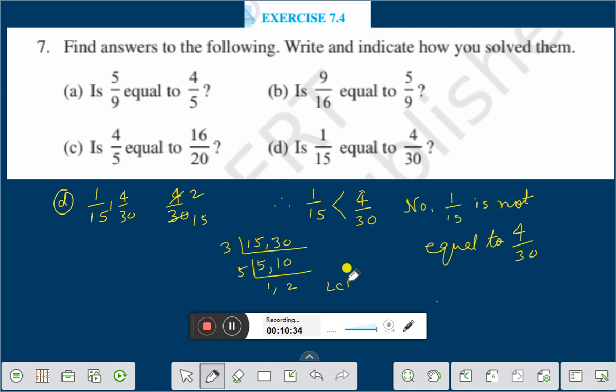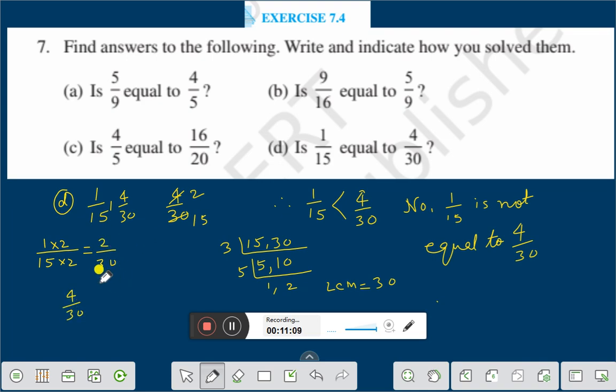Therefore, 30 is the LCM, right? In this way you can find it. It is 1 by 15. 1 by 15, to multiply with 2 to get 30, you have to multiply the numerator by 2 also. That is 2 by 30, right? And it is 4 by 30. And the next one is 4 by 30.